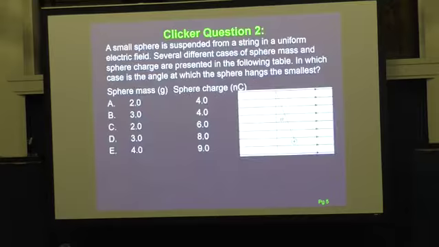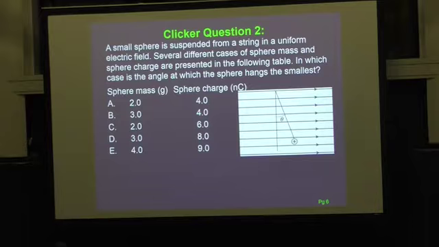All right, so let's do another question here. This is, again, an old test question. Now, this happens a lot. This is a 132 question, but it uses some knowledge from 131.